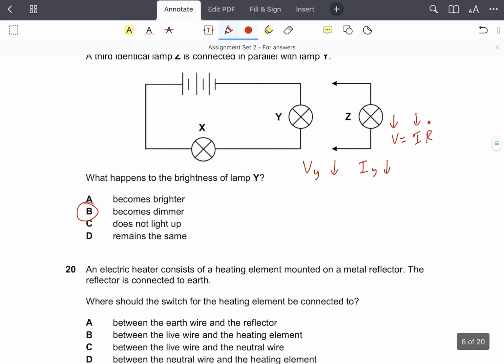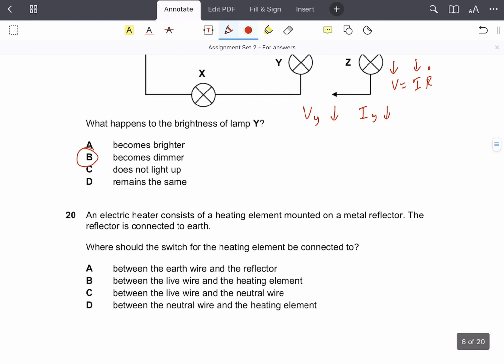Okay, next one, 20. They ask you about switch. Straight away you know that it must be between live wire and heating element, so you must remember that it is always for switch and fuse. They are around the same place. That's why you see your plug there also got fuse, so therefore it's always between the live wire and the appliance itself. Okay, can.